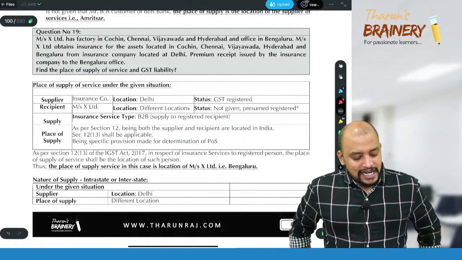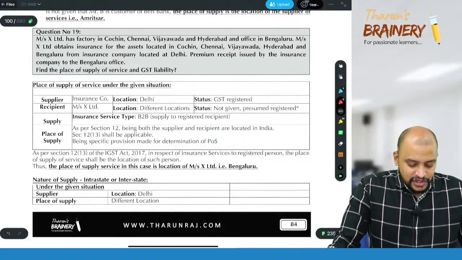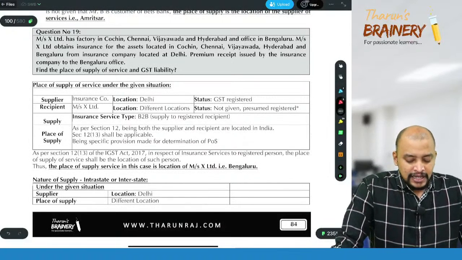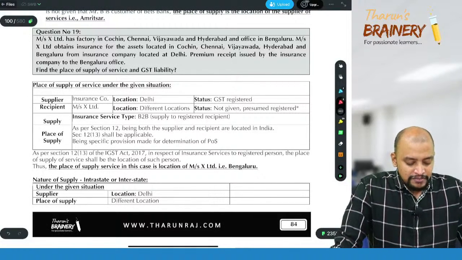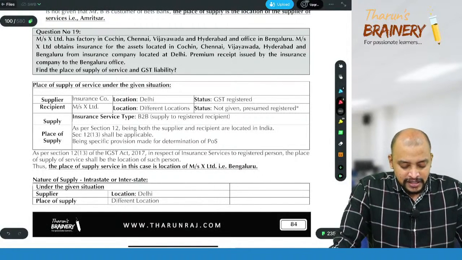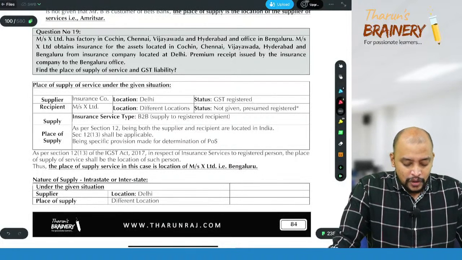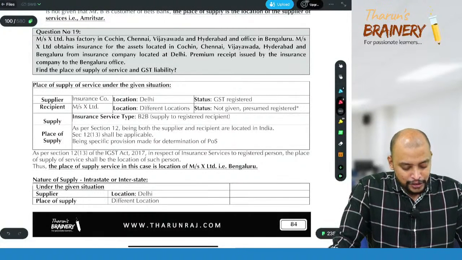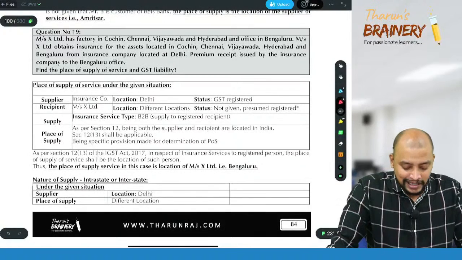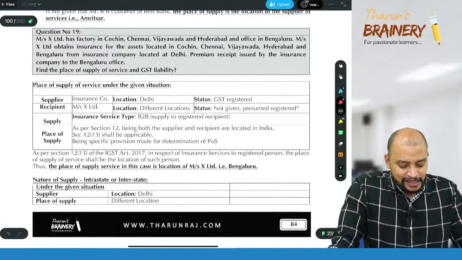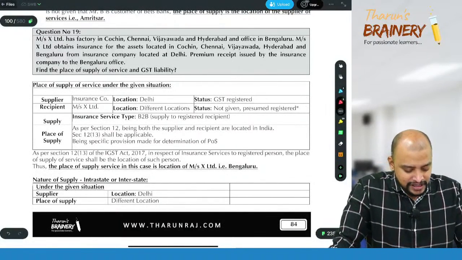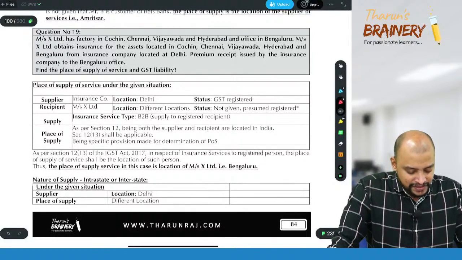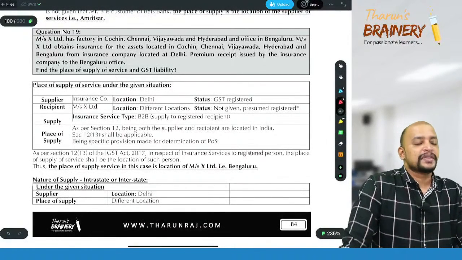Messrs. X Limited has factories in Cochin, Chennai, Vijayawada and Hyderabad and an office in Bengaluru. Messrs. X Limited obtains insurance for the assets located in Cochin, Chennai, Vijayawada, Hyderabad and Bengaluru from an insurance company located at Delhi. Premium receipt is issued by the insurance company to the Bengaluru office. Find the place of supply of service and the GST liability.